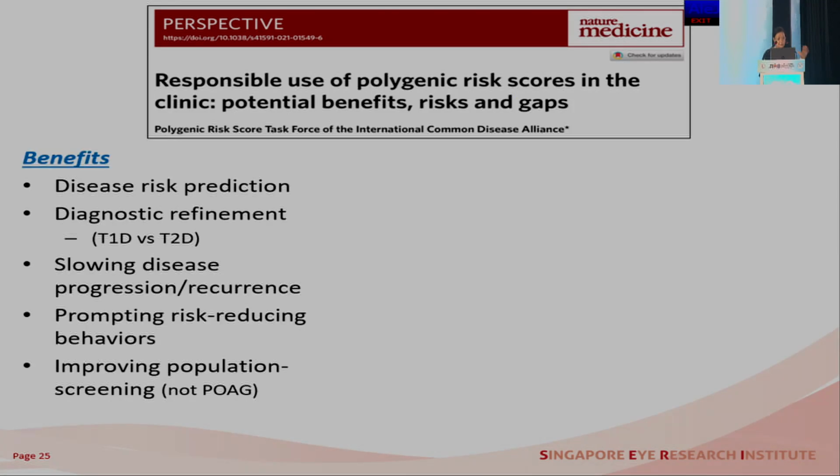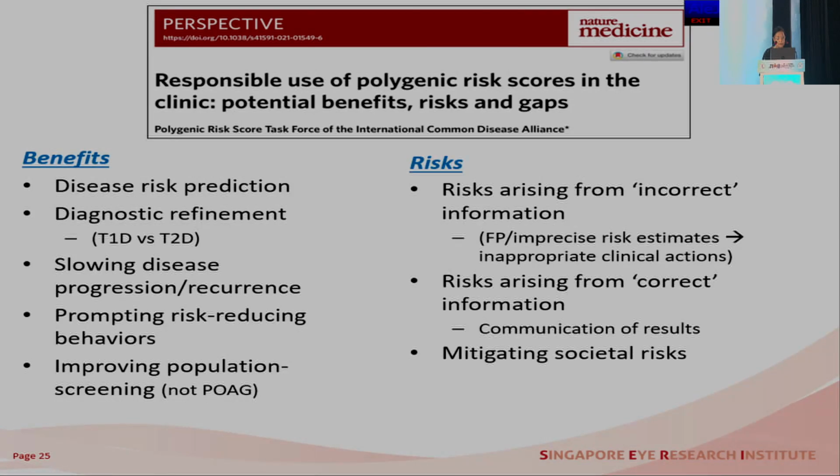So these are some of the benefits of polygenic risk score, but there are also some risks which can arise from incorrect information as well as correct information. What I mean by incorrect information is that, as with any other test, a genetic risk score can also suffer from imprecise risk estimates and false positives. So these tests should not be used as standalone tools, because a patient with a false positive test can lead to inappropriate clinical actions. Therefore, they should always be used in conjunction with clinical examination and evaluation.